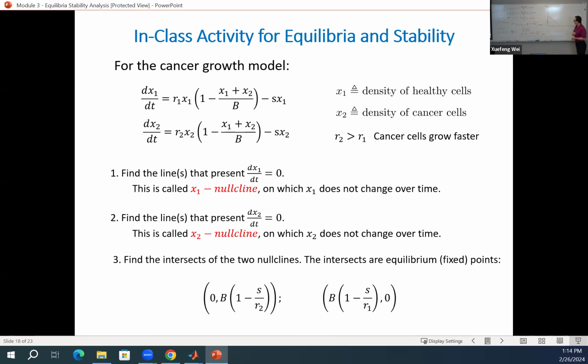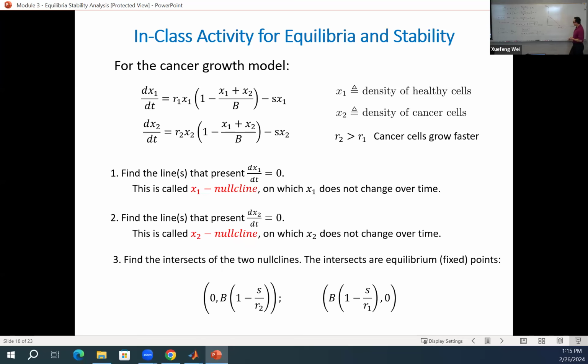-1. Okay, -1, right? Okay. So what is this value here? What's the value here? And what's the value here? The value for x1, when x2 equals 0, x1 equals what? So this value here, you can say is b(1 - s)/r1. That is this value here. Okay.